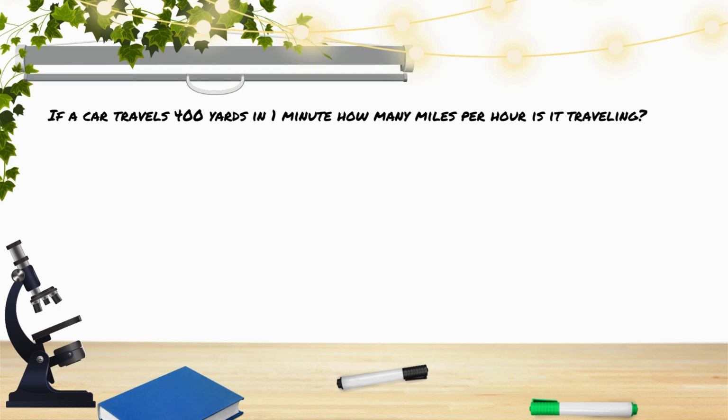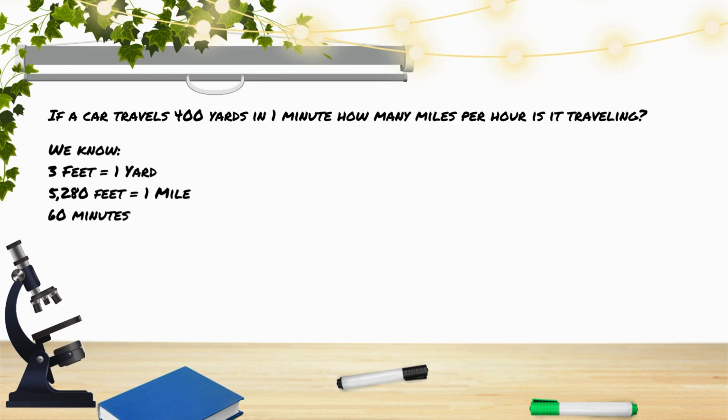So we're going to start off by listing the things that we know. We know that there are 3 feet in 1 yard. We also know that there's 5,280 feet in a mile. We also know that there's 60 minutes in 1 hour. And lastly, we know that the car travels 400 yards per 1 minute. So what we need to find out is how many miles per hour this car travels.